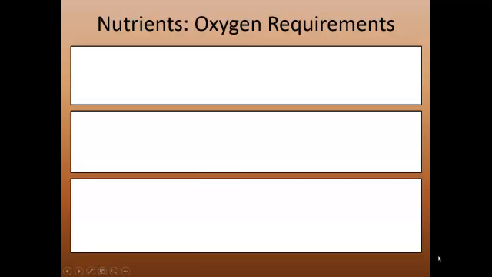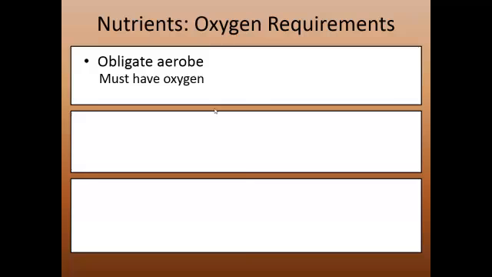So, having learned about the 4 different types of oxygen byproducts, we're going to learn some terms that describe how organisms need oxygen or need to be protected from oxygen. So the first one is obligate aerobe. So they must have oxygen to live. Basically, you are an obligate aerobe because if you don't breathe oxygen, you die. And obligate aerobes are unable to ferment.